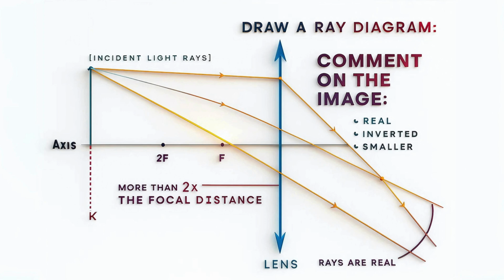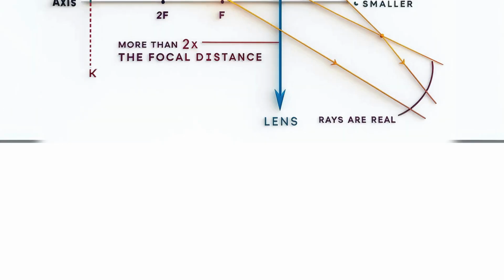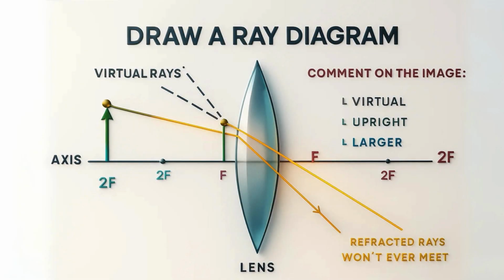If the object were placed between 1 and 2 times the focal length, the image would be real, inverted, and larger than the object. The most unusual scenario occurs when the object is placed between the lens and the focal point. In this case, the refracted rays will never converge, so we must trace the rays backward using dashed lines to find where they appear to meet. The image formed in such a situation will be virtual, upright, and magnified, meaning it appears larger than the actual object. And with that, we have covered everything for today's lesson.